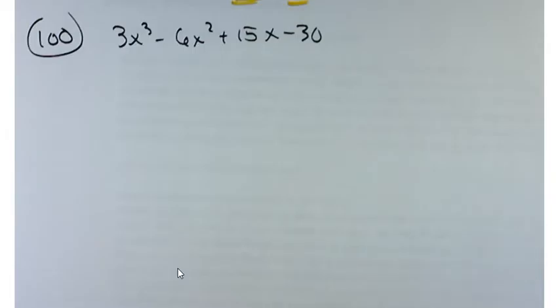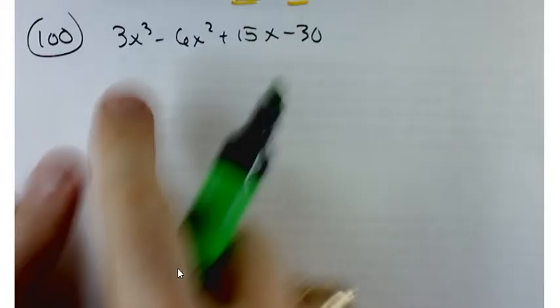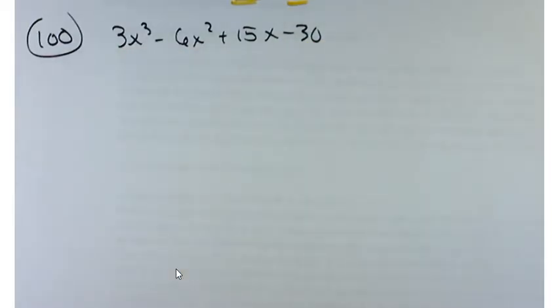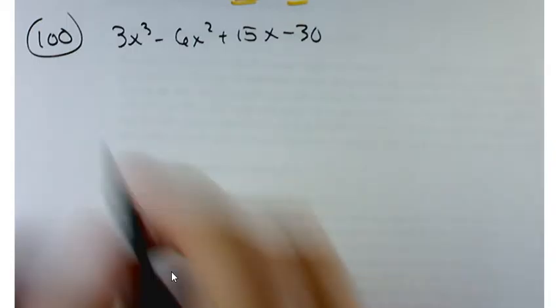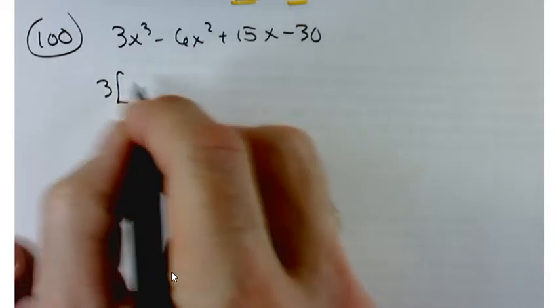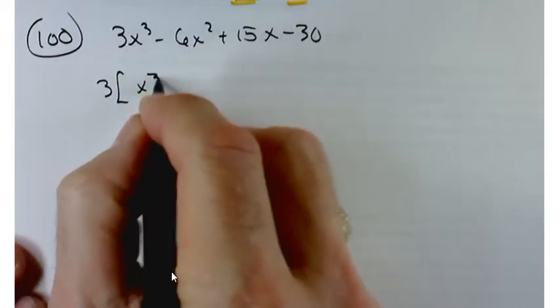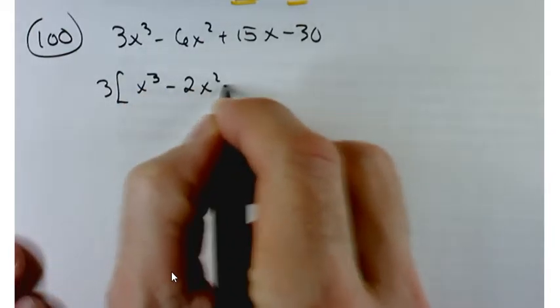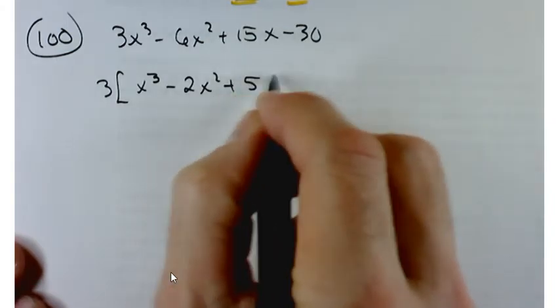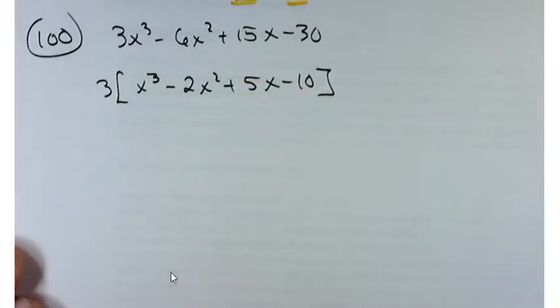Okay, so first thing we'll do is we'll factor out the GCF from everything. And I strongly suggest you always look for an overall GCF. That's a 3. That's going to leave behind an x cubed minus 2x squared plus 5x minus 10. And from here, we can start working on things in pairs and doing it group-wise.